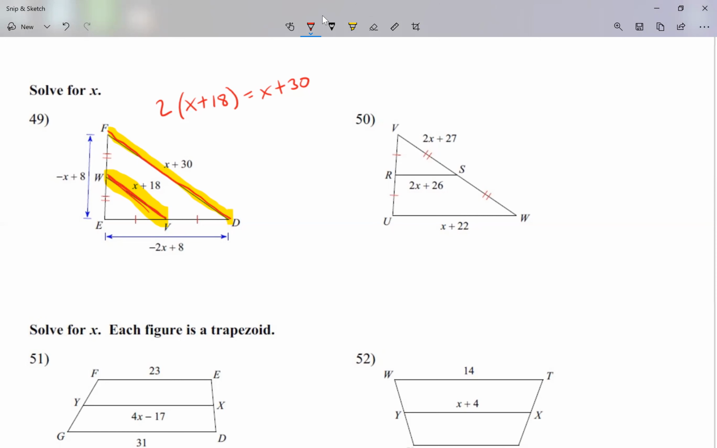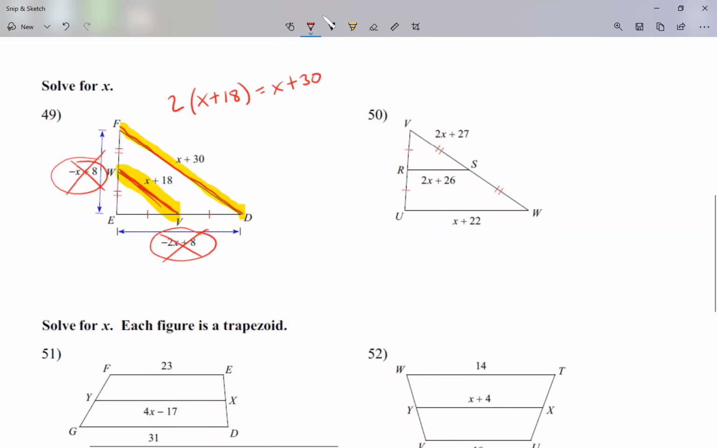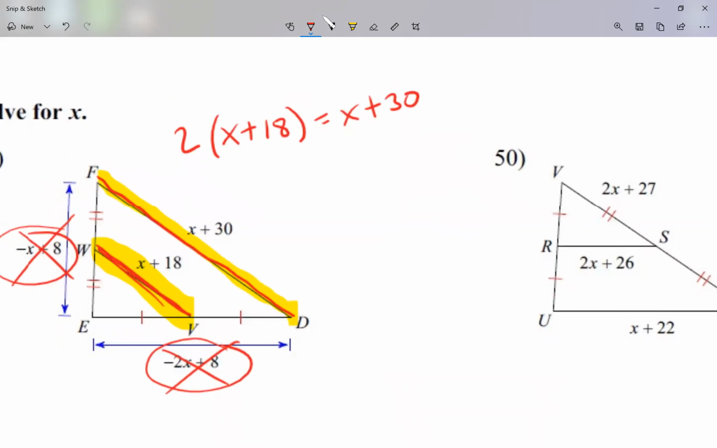There are going to be x's in other places. I don't need those. I just included those for you to see if I can confuse you. But it's not that I want to confuse you. It's just that I want you to focus only on the mid-segment and the side that is parallel to it. Okay. So now that I have this, I'm just going to treat it like an algebra question.